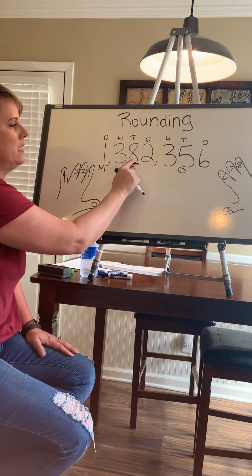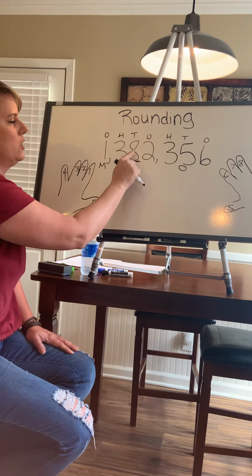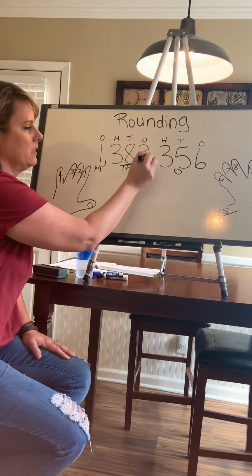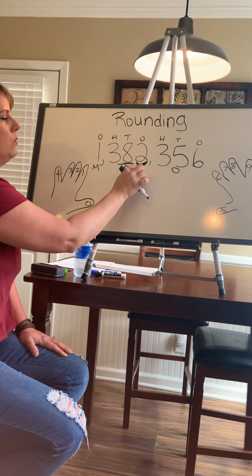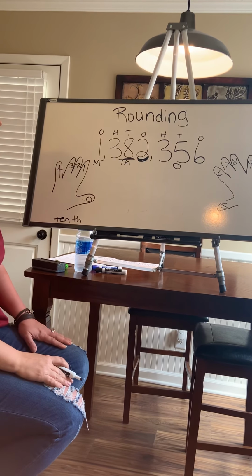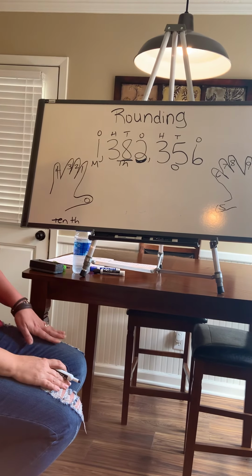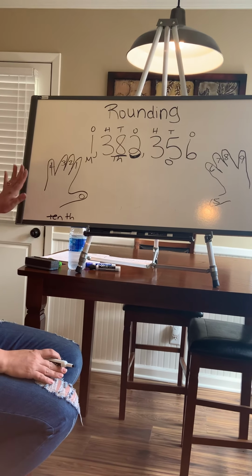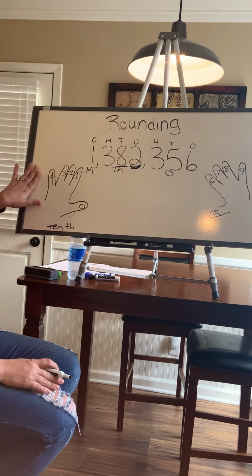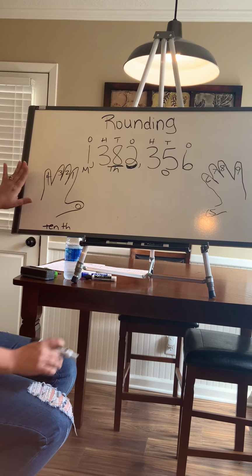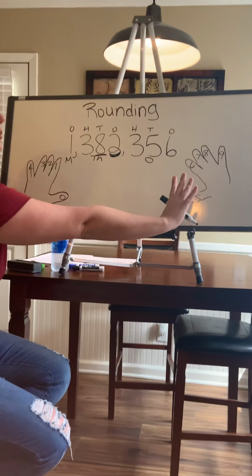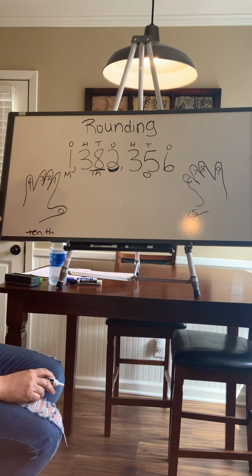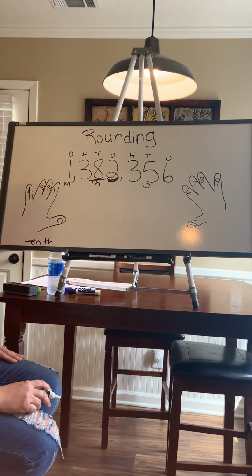So who's the bossy digit? Which one is the bossy digit? The bossy digit comes after. So here's the bossy digit. The 2. So does the 2 tell us to let it rest or raise the score? So 4 or less, let it rest. 5 or more, raise the score. So what does the 2 tell us to do? The 2 tells us to let it rest.